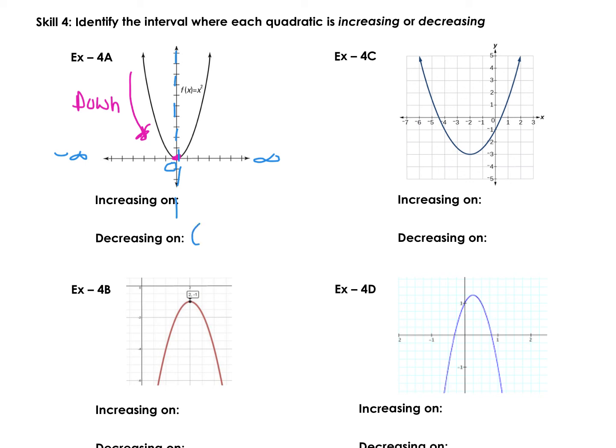So the interval is decreasing from an x value of negative infinity to 0. Parentheses. Now we don't put brackets here because at that turning point the graph is neither increasing nor decreasing. So at 0 we don't include it. So that's why there's parentheses.